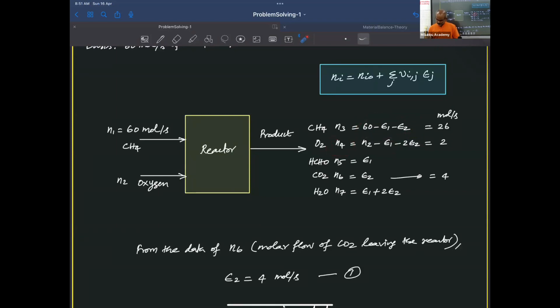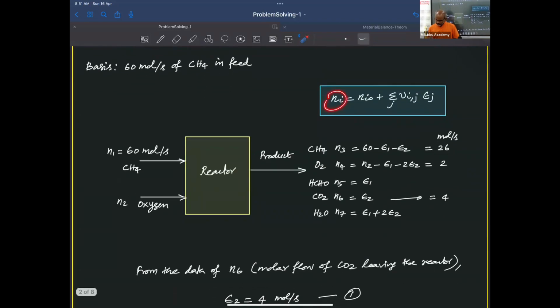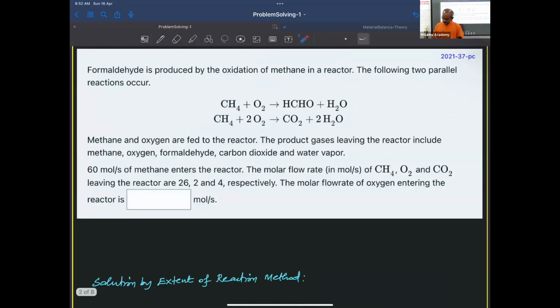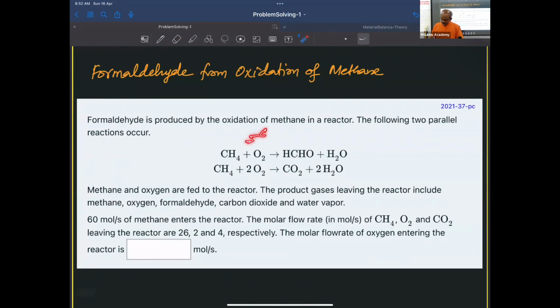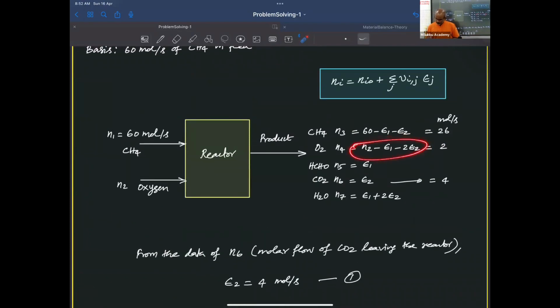And N4 is that of oxygen. N4 is again Ni equal to Ni naught plus the summation term. For N4, the initial moles is N4 naught, which is nothing but N2, so that's why I'm writing N2. And what is it for this O2? For the first reaction, it is minus E1. For the second reaction, it is minus 2E2, since the stoichiometric coefficient is minus 2. So this O2 is N2 minus E1 minus 2E2, which is already given as 2 mole.